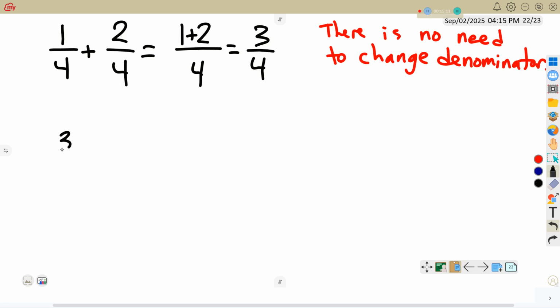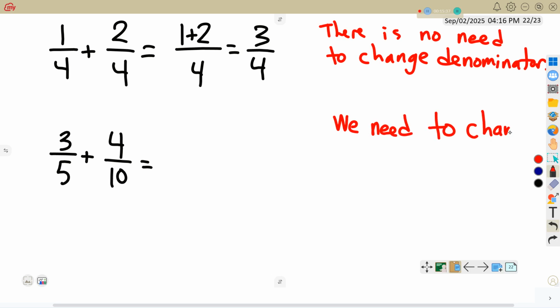Okay? Let's go ahead and say that we're going to do, let's say, 3/5 plus 4/10. So when we put this together, we need to change one of them, right? You should identify this. In this case, we need to change, okay, the smaller one into the bigger one. The smaller denominator is what I mean. 5 is smaller than 10. I need to change the 5 into a 10, right?